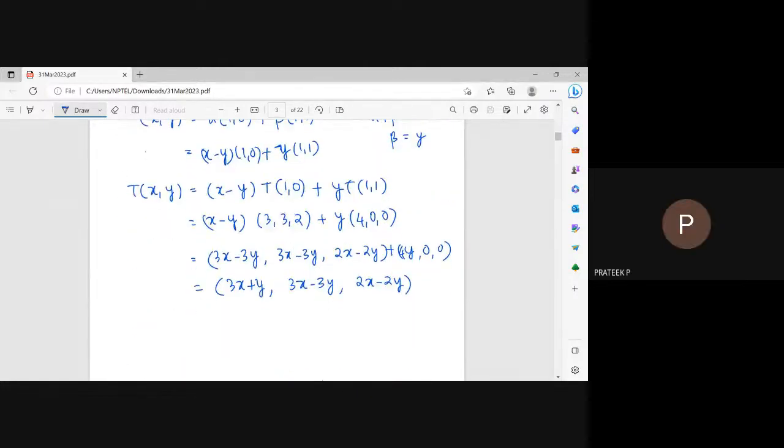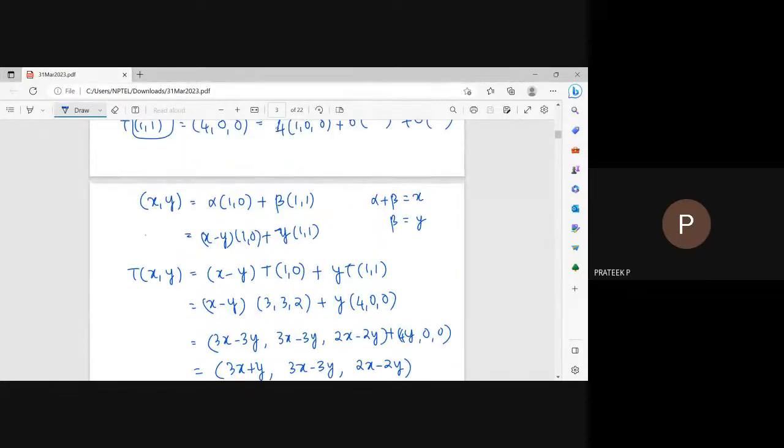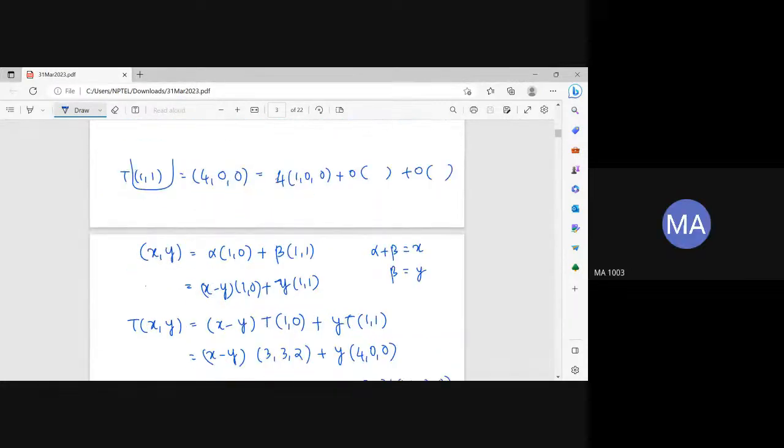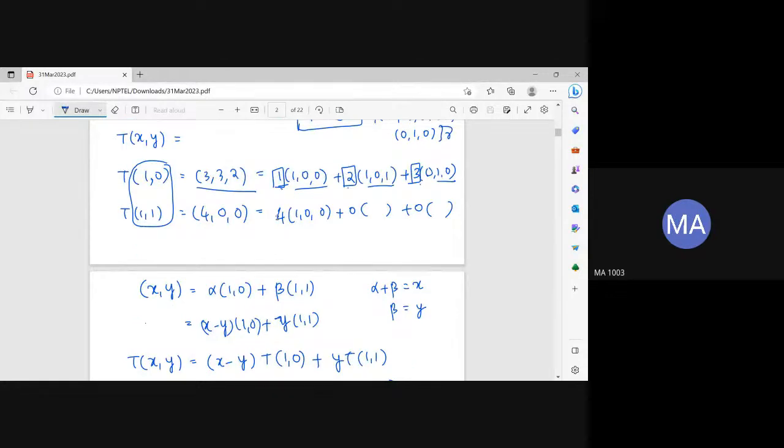Ma'am, but why did you write (x, y) expressing it in terms of (1, 0) and (1, 1)? Because that is what we know, no? We know T of (1, 0) and T of (1, 1). That is the only thing that we know. We don't know anything else, right? Okay, yeah. That's why.